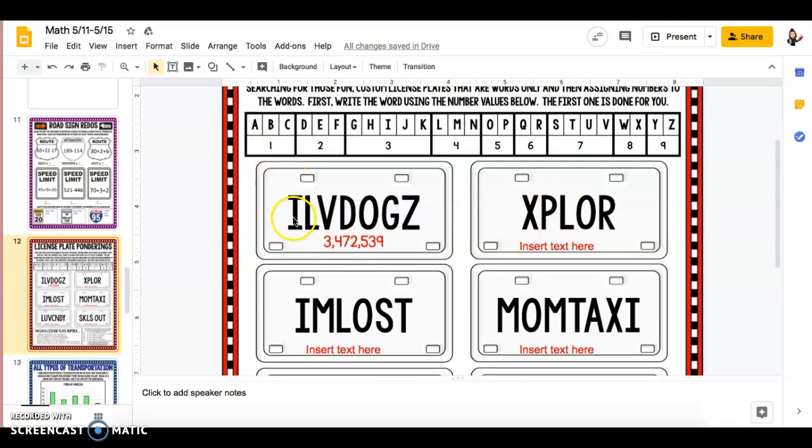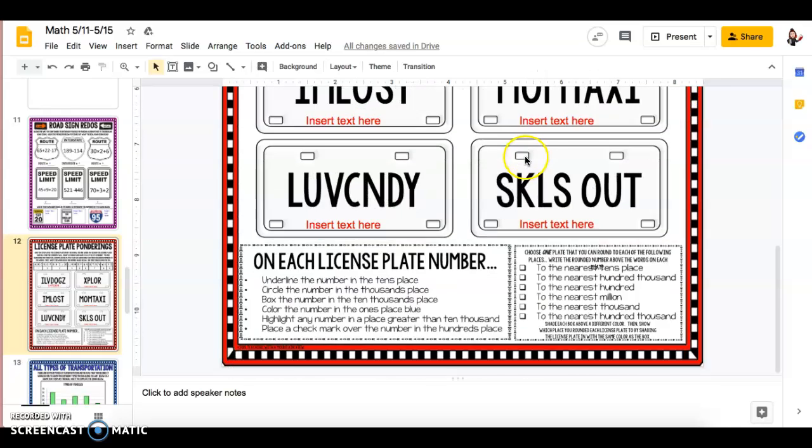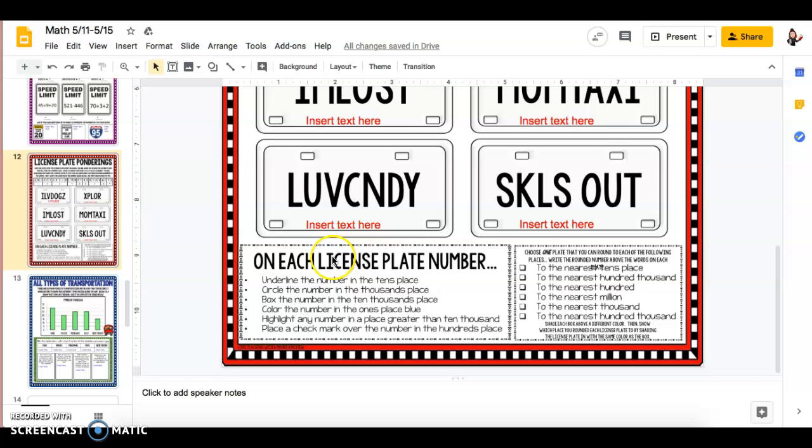So I know the first one is I, and so I is represented by a 3. L is represented by a 4, V by a 7, and so on. So you're going to do the same, and you're going to type the number codes here. Then down below, you're going to underline the number in the tens place, circle the number in the thousands, and so on. Just do your best on this one. I know it's kind of difficult on the computer, but do your best.